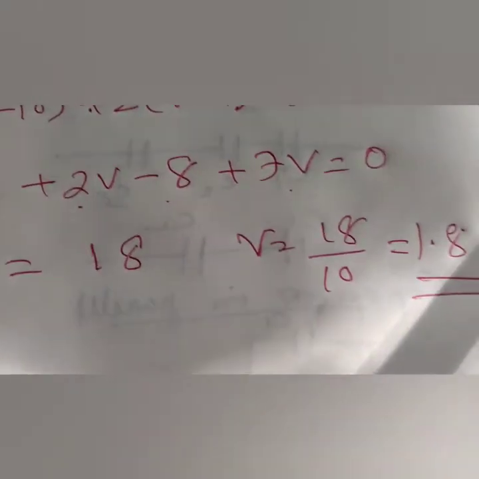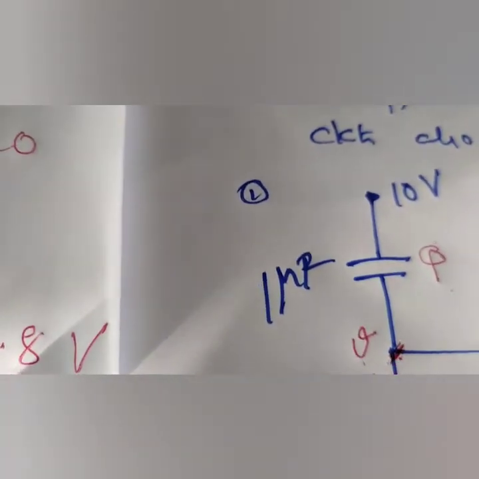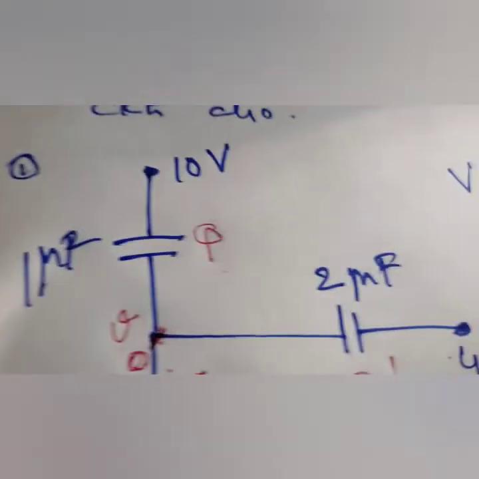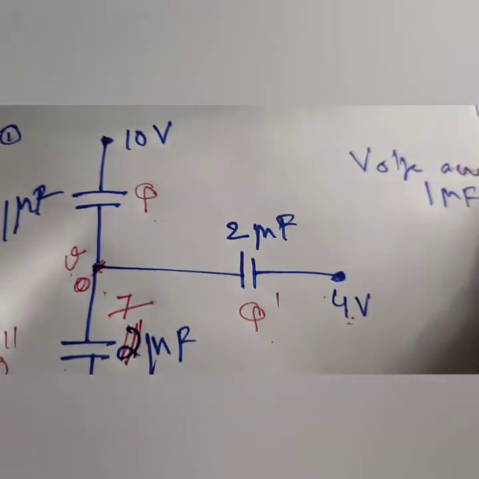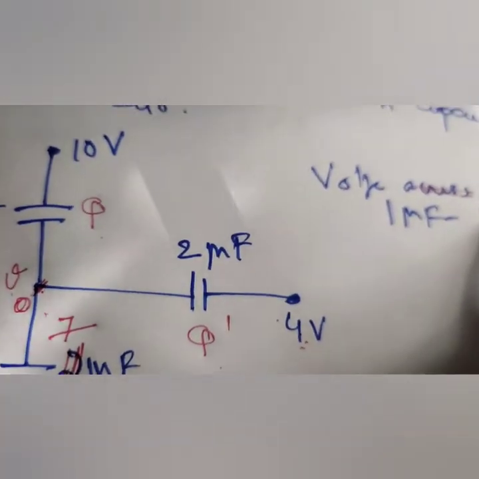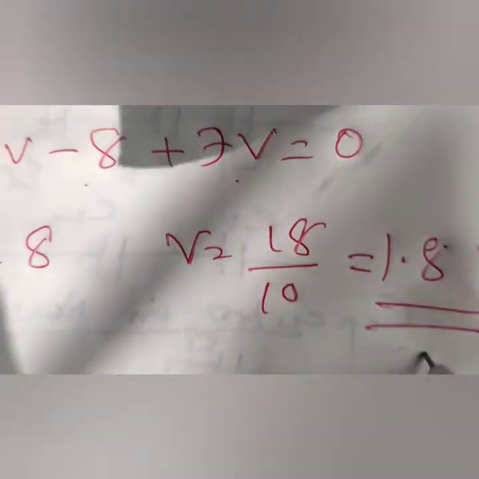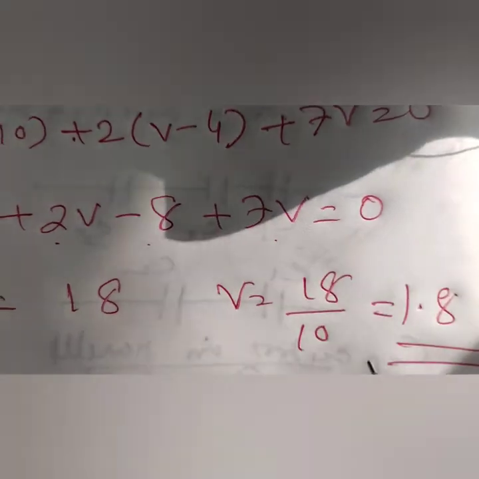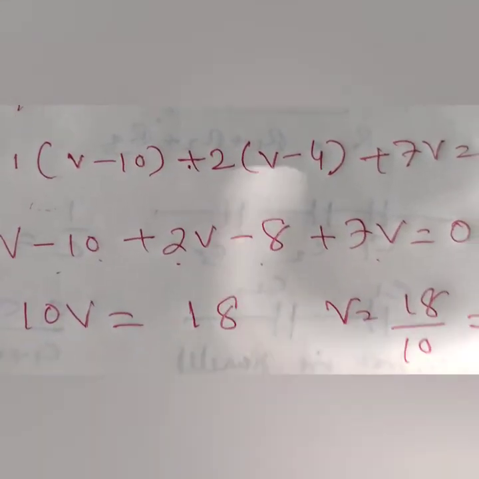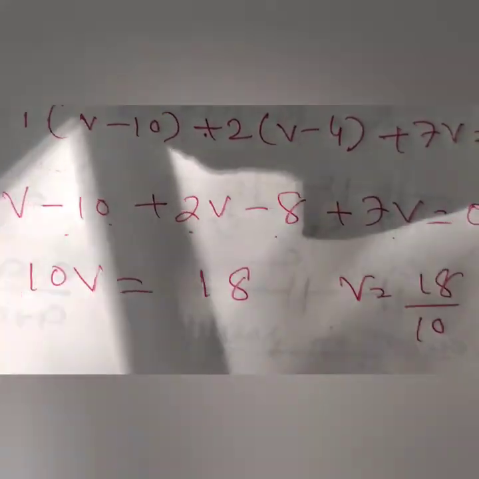Not this voltage, you have to find out the voltage at this point. You can find the voltage across one, but what we have to find is the voltage at this point, and we are getting 1.8 volt. We find the voltage across this: 1.8 minus 10. That will be the voltage across this.